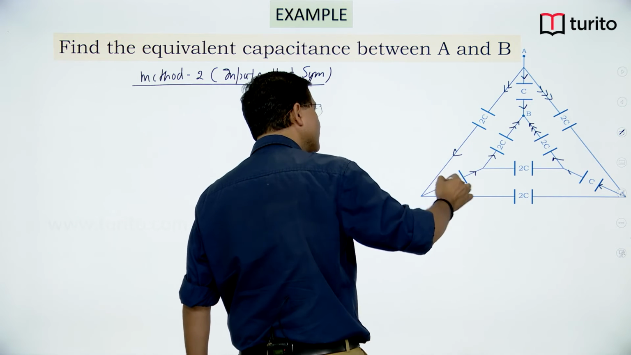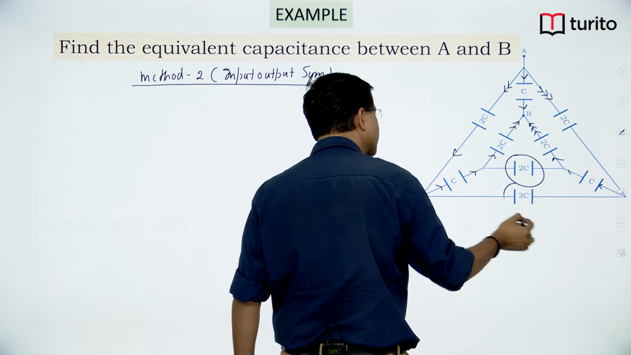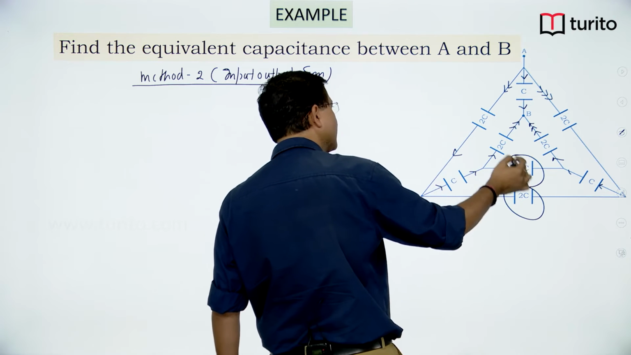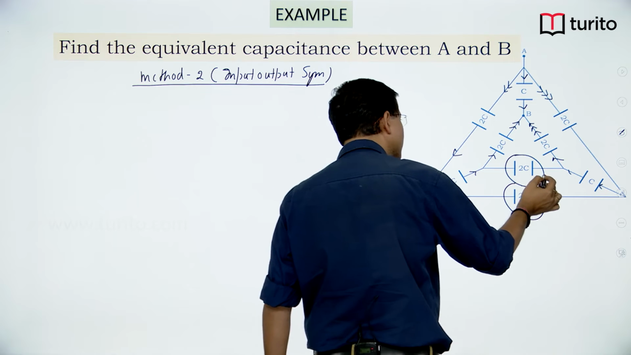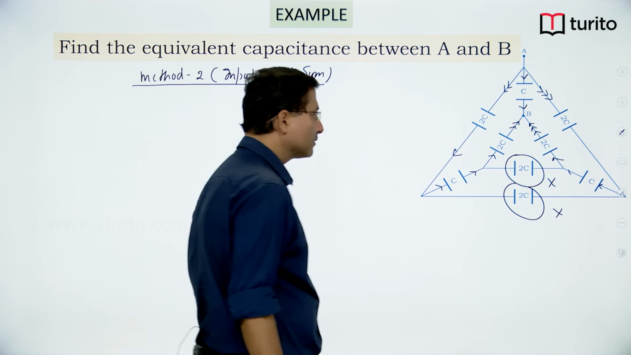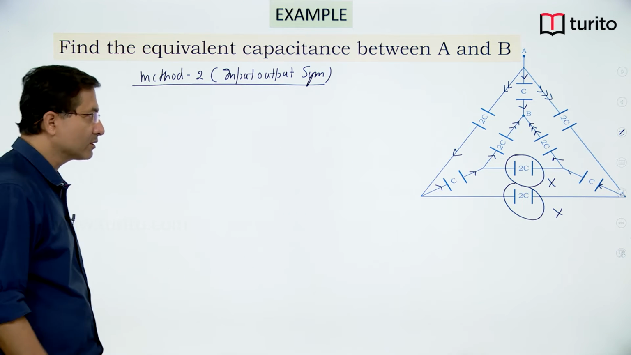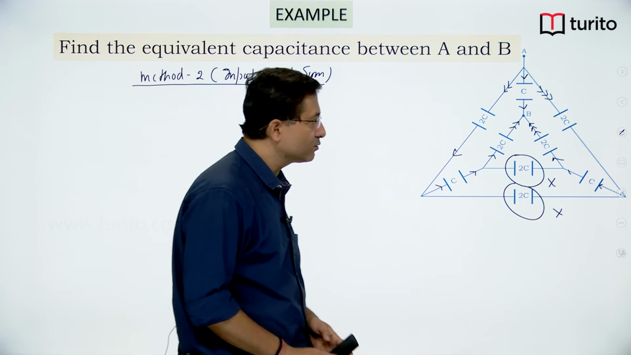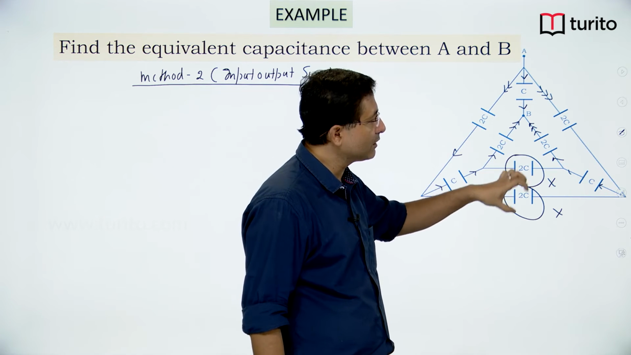If this charge is flowing this way and this charge is flowing this way, that means no charge is entering into this capacitor and no charge is entering into this capacitor. Here there is no division, here there is no division, no charge is flowing through this capacitor. So, by folding symmetry we also got the same analysis that these two are not useful capacitors. We can remove these two capacitors.